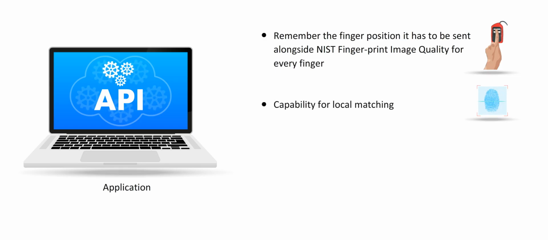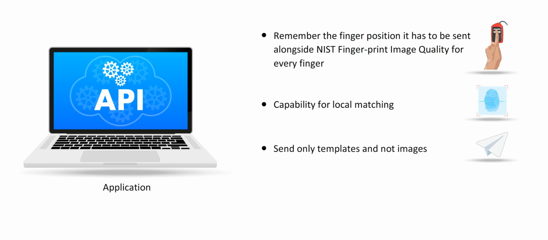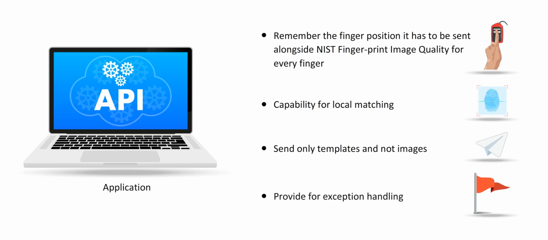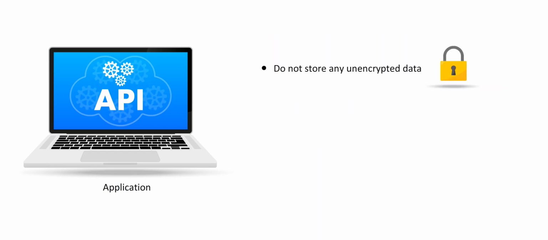Application must have the capability for local matching to avoid the same finger from being sent in different positions and to also ensure that the same finger is indeed used during multiple attempts. Applications should send only templates and not images. Provide for exception handling where the resident may not have all 10 fingers. This can be achieved by providing a skip flag for every missing finger. Application must not store any unencrypted data that involves resident information, including biometrics.